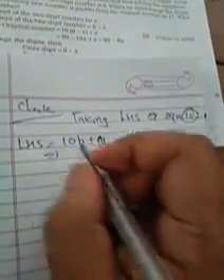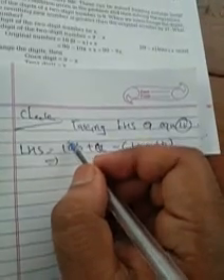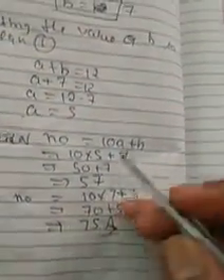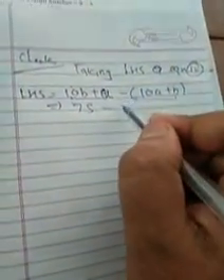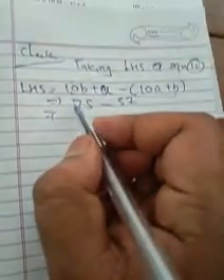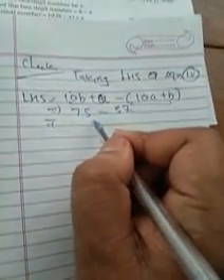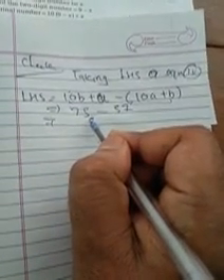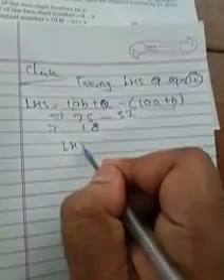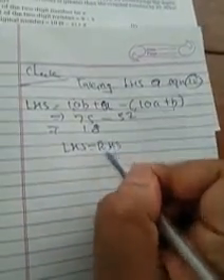Now 10b plus a, we have already found, is 75, minus 10a plus b, which is 57. So when we subtract, 15 minus 7 becomes 8 and 6 minus 5 becomes 18. So LHS is equal to the RHS. Now move to the next question, question number 7.